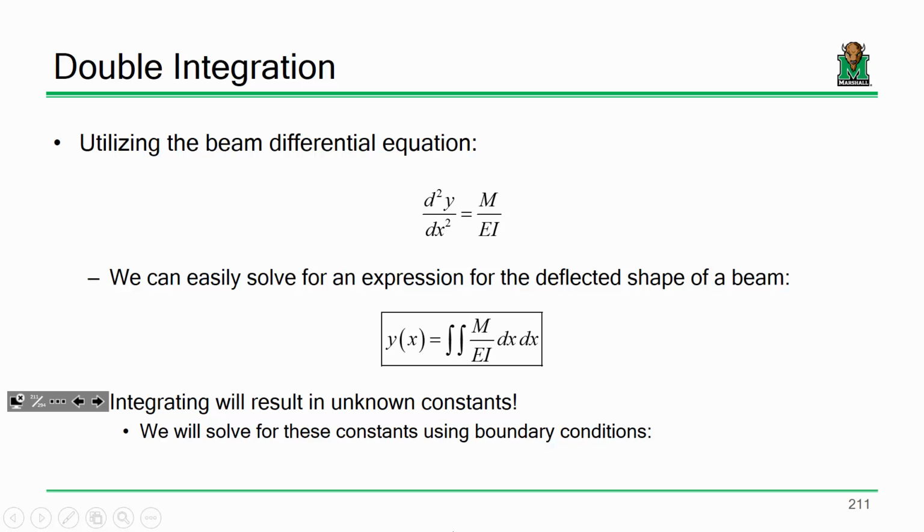If we're interested in solving for deflections, theoretically, yes, this is a differential equation, but it's a pretty straightforward one. If we have that the second derivative of deflection is M over EI, just integrate twice. And there you go. Now, when you integrate twice, you're going to get unknown constants of integration. For instance, what's the integral of x squared? It's x cubed over 3 plus C. So we have to solve for that constant, and we solve for that using boundary conditions.